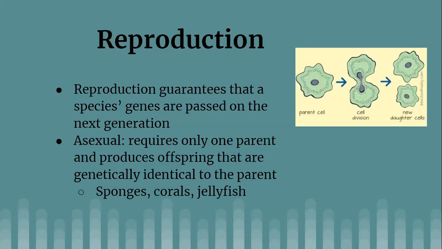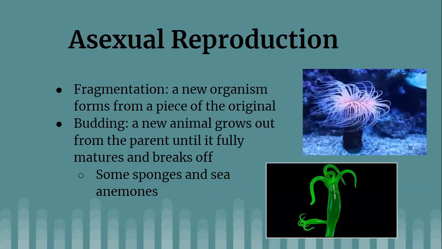Another method of asexual reproduction is called budding. In this process, the new animal grows out from the parent until it fully matures and breaks off. Sponges and sea anemones reproduce in this way.